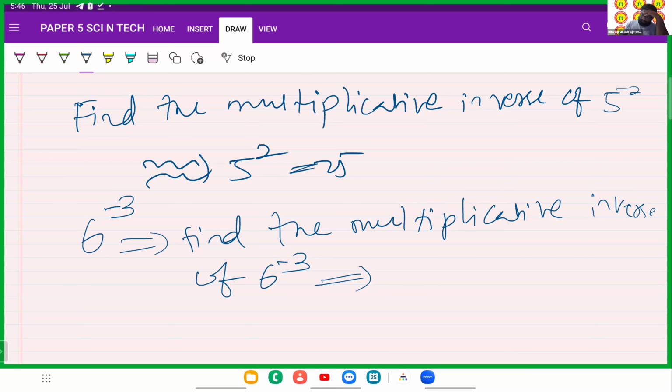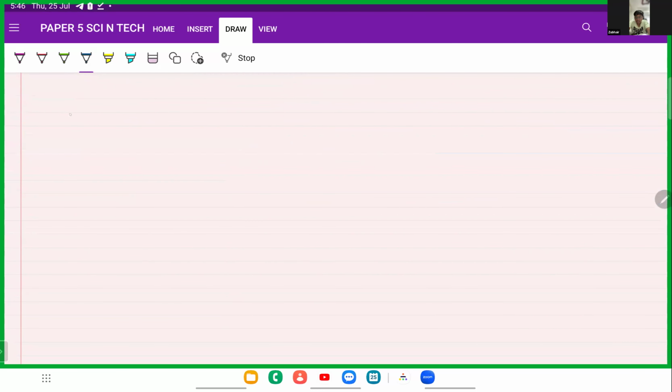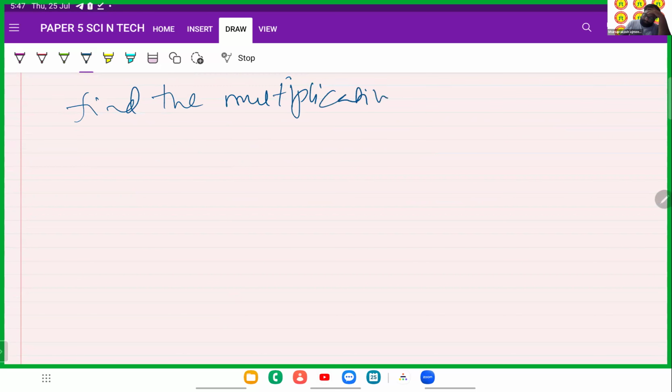So as we already discussed, 6 cube. So that would be 216 is the answer. So now find the multiplicative inverse of 9 square. Find the multiplicative inverse of 9 square.